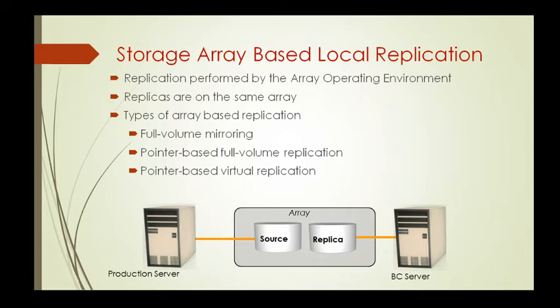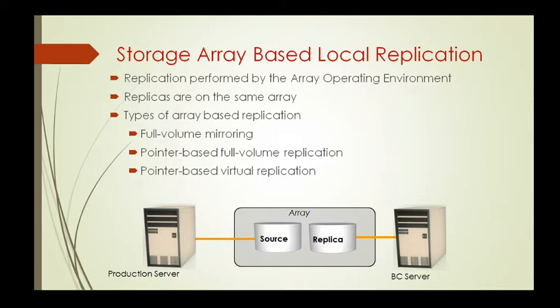In this replication, the required number of replica devices should be selected on the same array, and then the data should be replicated between the source replica pairs. In the figure you can see a storage array based local replication where the source and target are in the same array and are accessed by different hosts. You can see in the figure we have the production host and then the business continuity host, which is nothing but a backup or replica copy where you're going to store. And then we have the source and the replica, both in the same storage array.